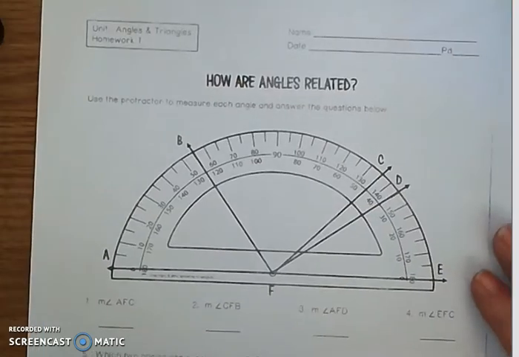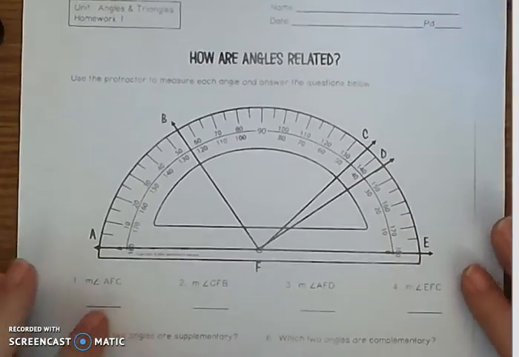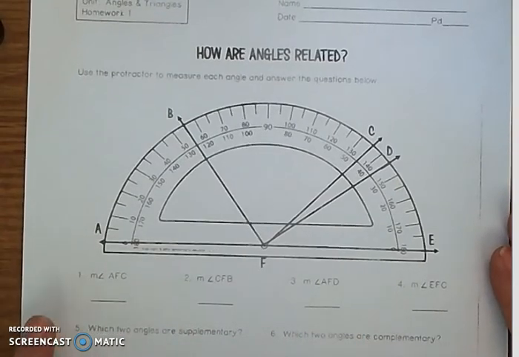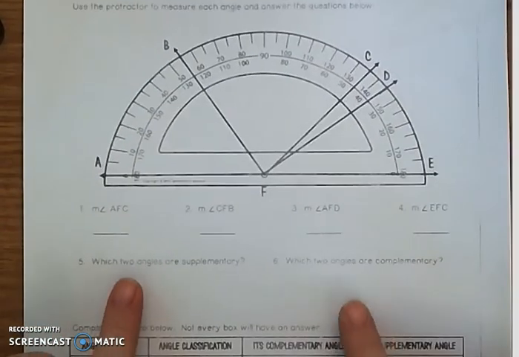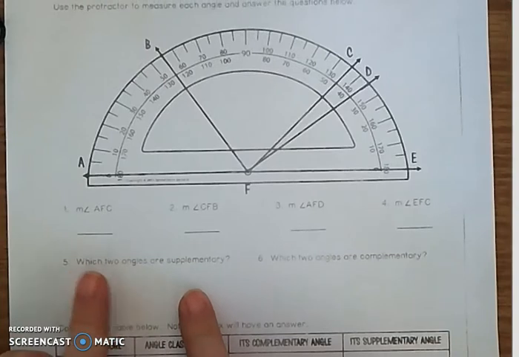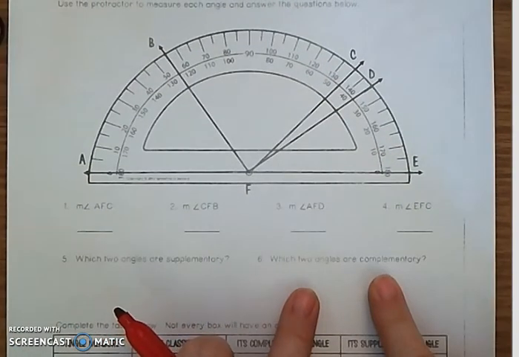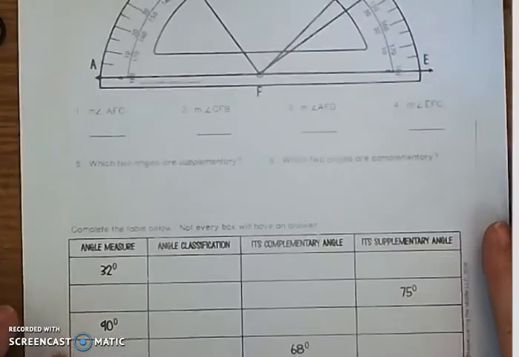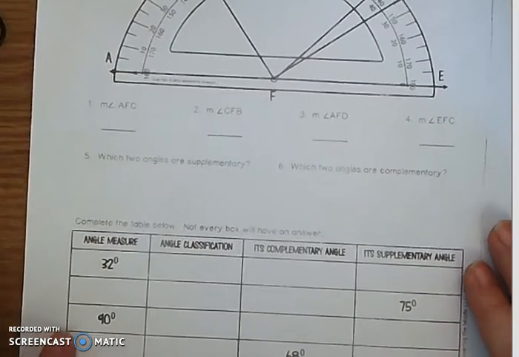Okay, so here's your homework. The first part I think you'll be fine on. Let's give the angle measurements and then see if you can figure out which two angles are supplementary. So which two angles make straight lines, which two angles make a right angle. You just have to kind of look at the problem. Let's go to the bottom. I'm going to do the first one with you.